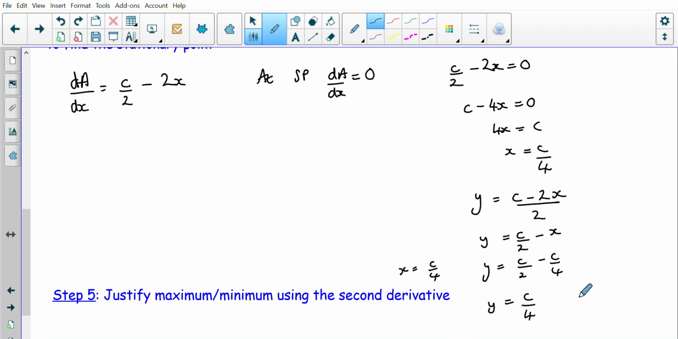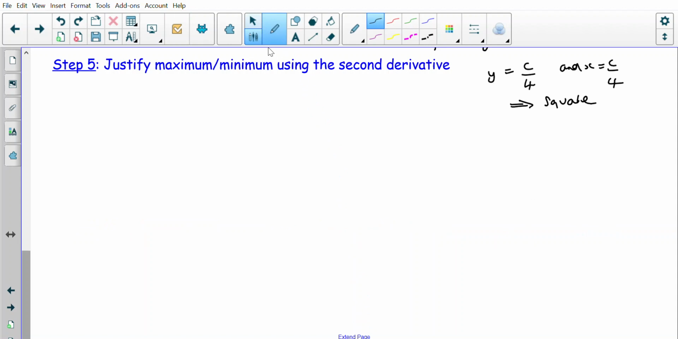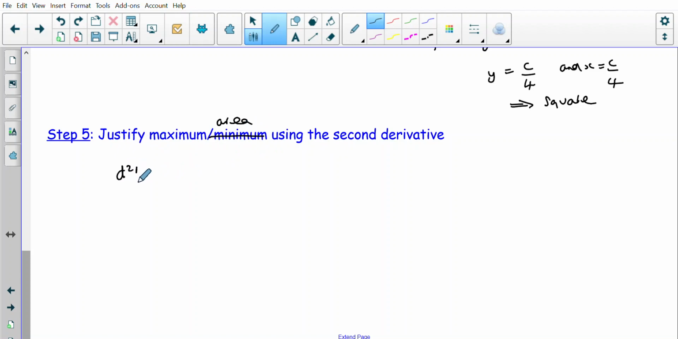So if y equals c over 4 at the same time that x equals c over 4, that means that we do indeed have a square. So we know that the stationary point is where x equals c over 4 and y equals c over 4, so it is indeed when the rectangle is a square. We just need to justify that this does give us a maximum area. We're not talking about a minimum point in this question, we're talking about a maximum, and we're talking about the area of the rectangle, so justify the maximum area using the second derivative.